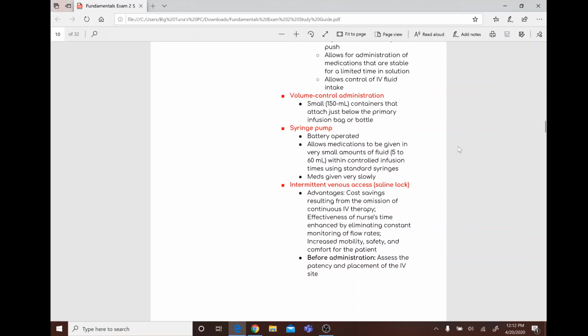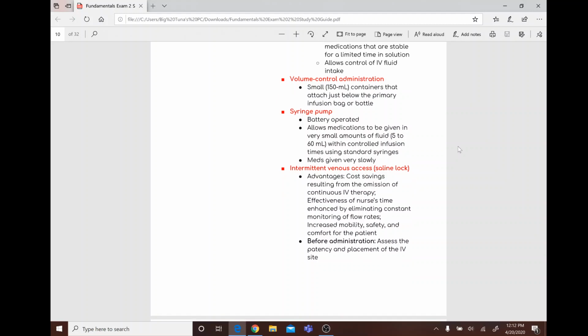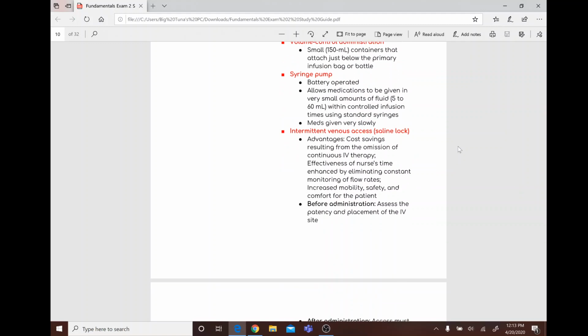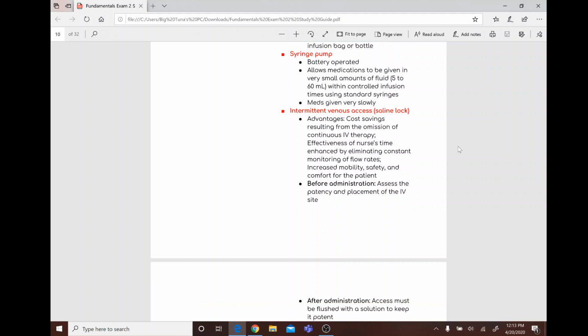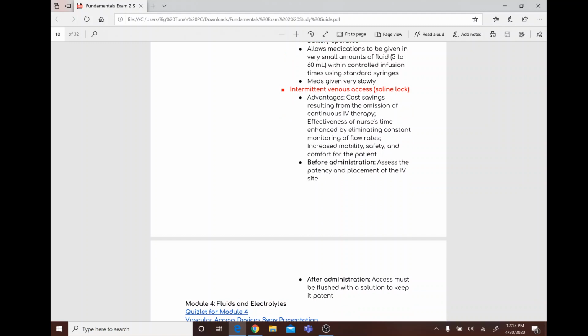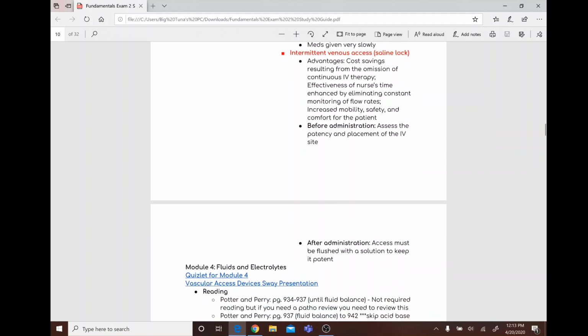Tell me about volume control admin. Small 150 milliliter containers that attach just below the primary infusion bag or bottle. What are the advantages of IV access or saline locks? Cost saving resulting from the omission of continuous IV therapy, effectiveness of nurse time enhanced by eliminating constant monitoring of flow rates, and increases mobility, safety, and comfort for the patient.